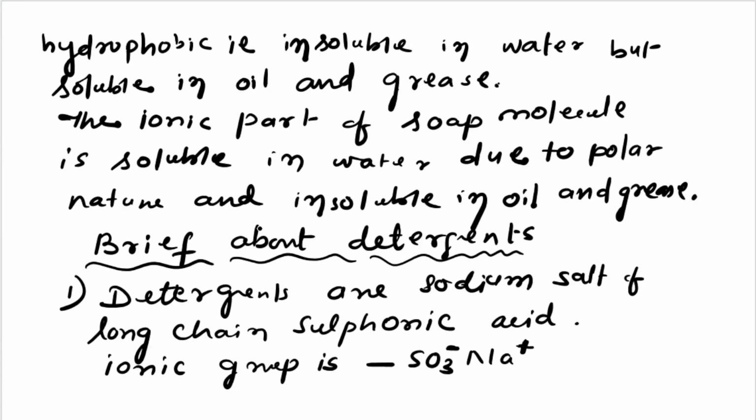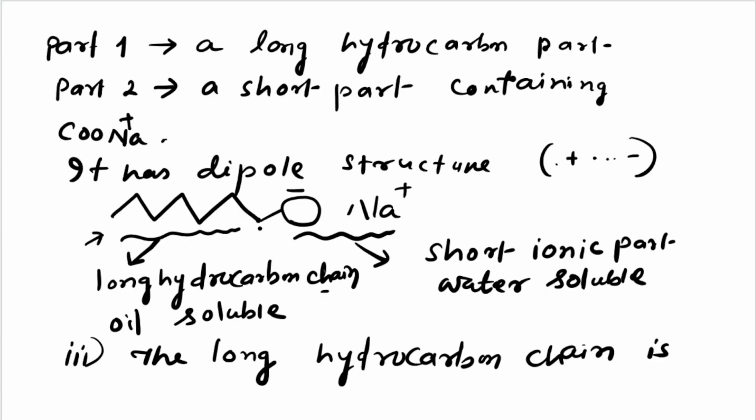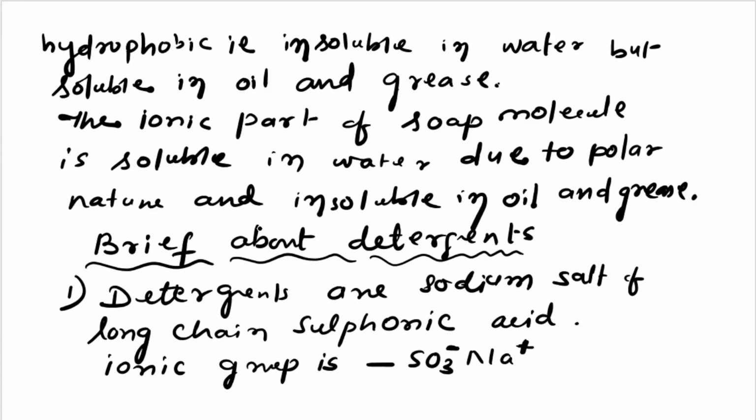Second part, that is the ionic part of soap, is soluble in water. It is the dipole part. Part 1, part 2. Yes, part 2, that is the ionic part. So the ionic part of the soap molecule is soluble in water but insoluble in oil and grease. Why soluble in water? Because it has positive charge and polar nature.